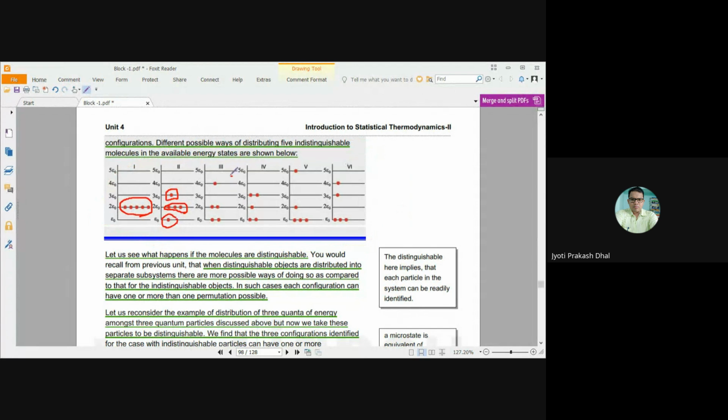Similarly, in the third configuration, if you add the total energy of the 5 molecules, that will become 10 epsilon 0. And similarly for the fourth configuration, the fifth configuration, and also the sixth configuration. So these are the only 6 ways of arranging the 5 molecules in the 5 different energy levels, having energy epsilon 0 for the first energy level, 2 epsilon 0 for the second, 3 epsilon 0 for the third, 4 epsilon 0 for the fourth, and 5 epsilon 0 for the fifth, so that the total energy of the system becomes 10 epsilon 0.